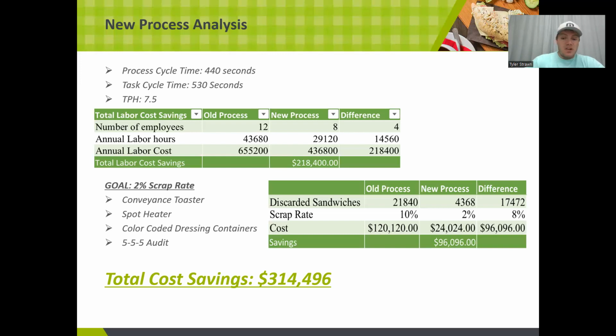Now, accomplishing this goal will look like obviously a difference in 8% of scrap rate, which is about 17,472 sandwiches. Now, the cost of those 17,472 sandwiches is $96,096. So we are dramatically decreasing the amount of money that we are just throwing in the garbage.